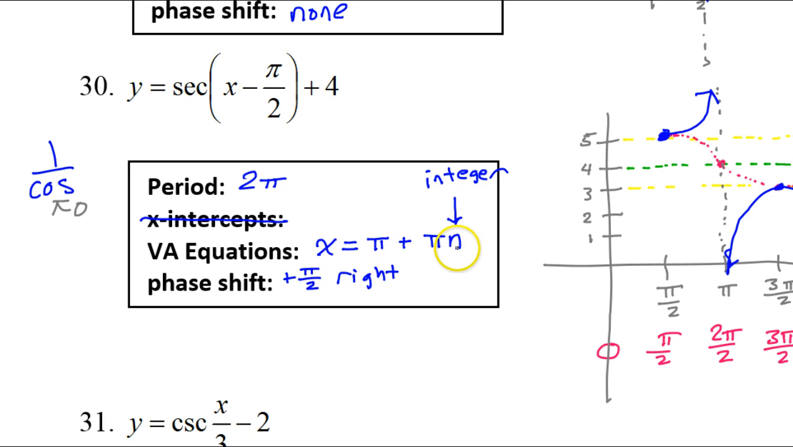All right, so this expression, as you change the n value, will reflect all of the vertical asymptotes going left and right to infinity. So that's it for problem number 30.